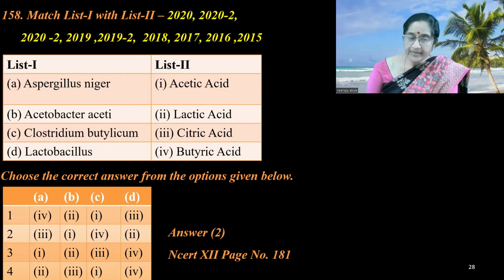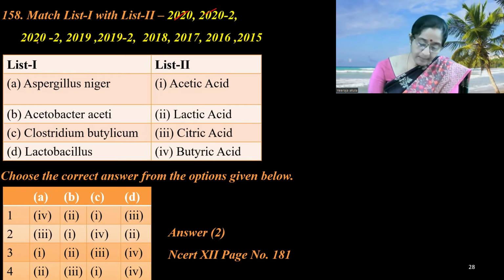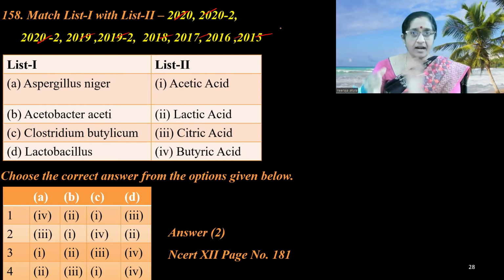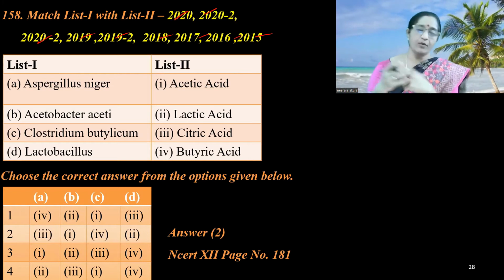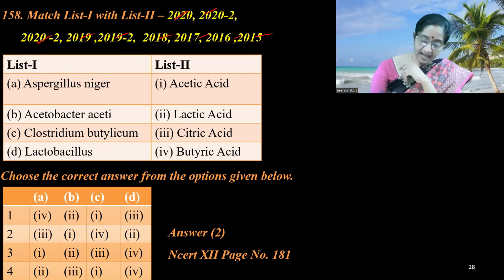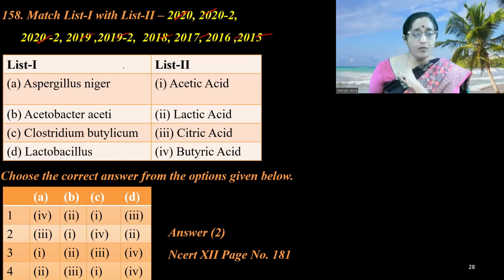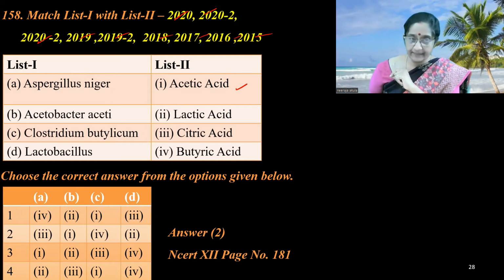Now let us come to match list 1 with list 2. You can see every year we are getting the questions right from this particular area. That much important, mostly in the form of match the following. So Aspergillus niger is involved in the secretion of citric acid. Acetobacter aceti is used in the preparation of acetic acid.